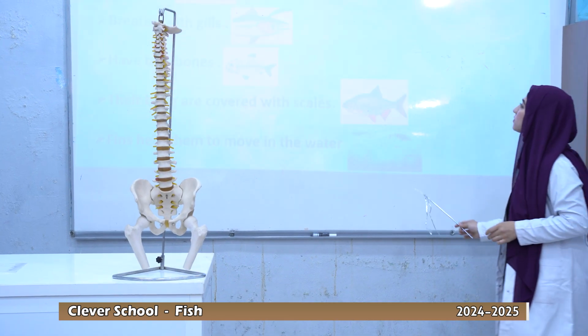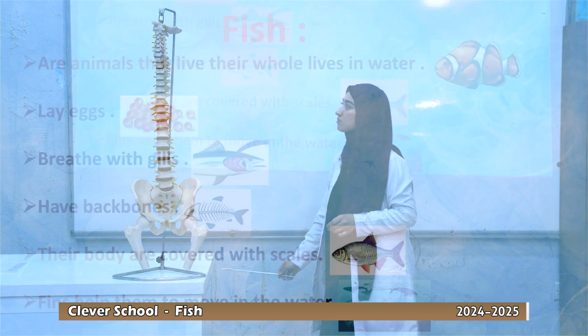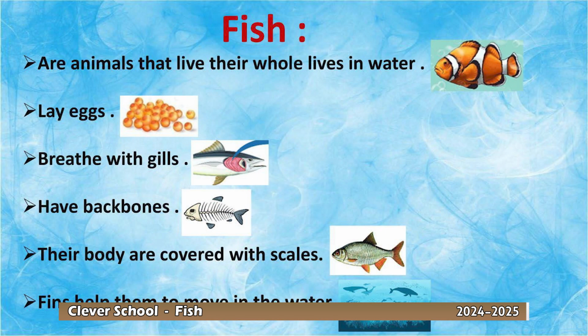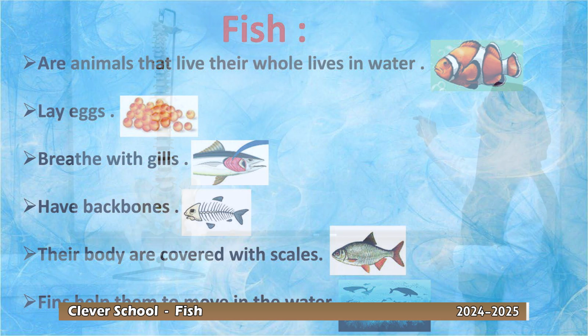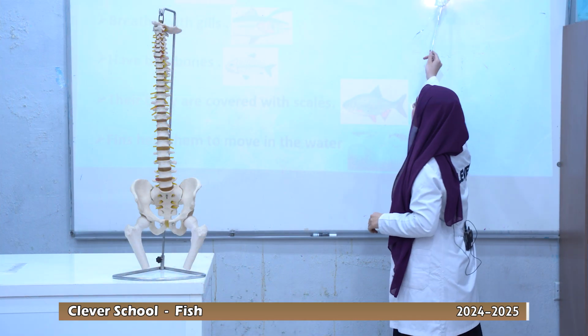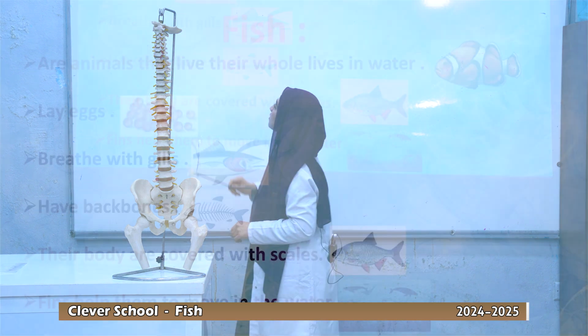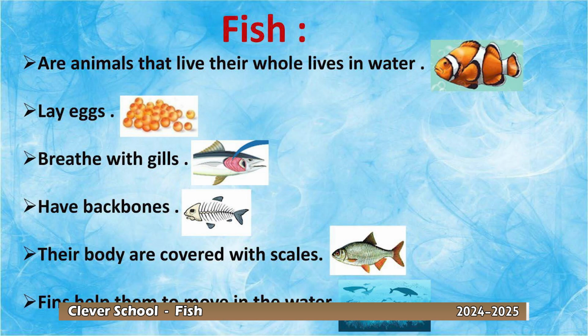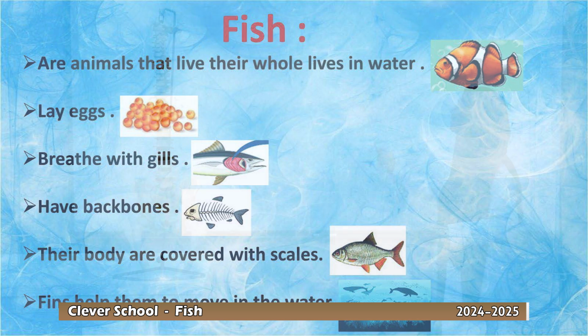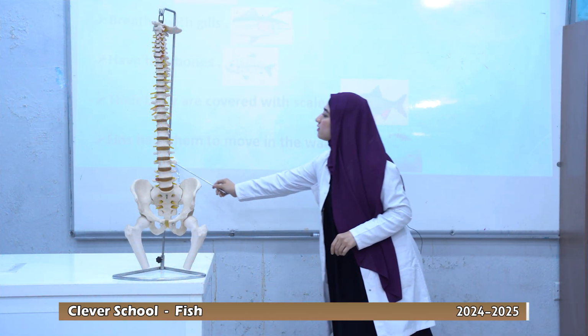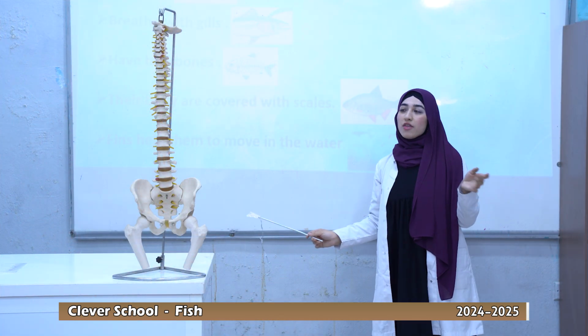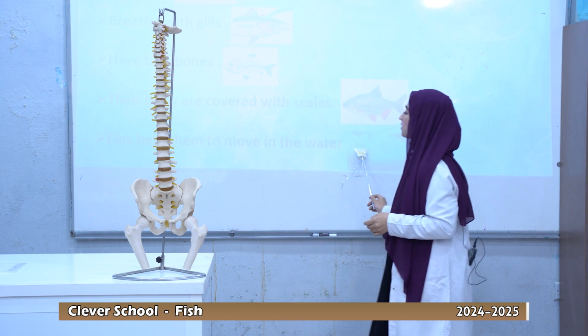Here we have some characteristics of fish. Are you ready, girls? Yes. Okay, let's start. Be with me. Fish are animals that live their whole life in water. And they lay eggs, breathe with gills, have backbones too, and their body are covered with scales. And fish also have fins that help them to move in water.